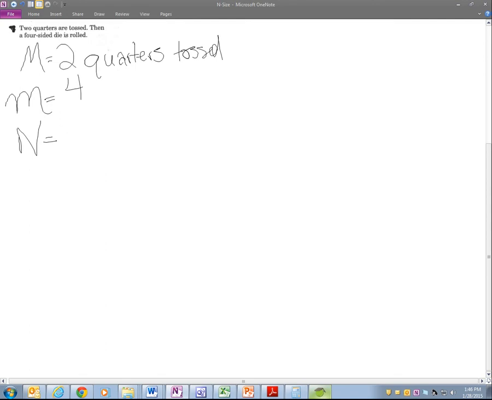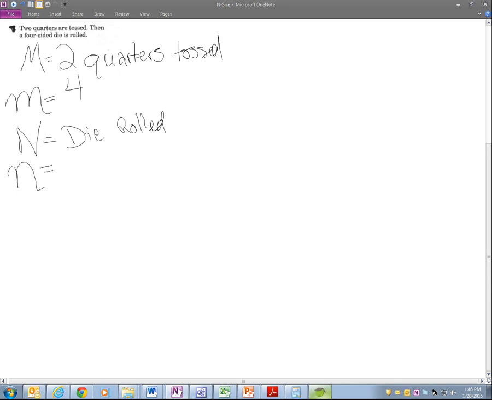A four-sided die is rolled. Die rolled. How many different ways can that turn out? 24? 60. 16. Okay, I could see where you're going from there.